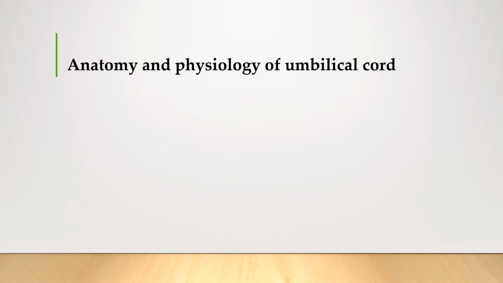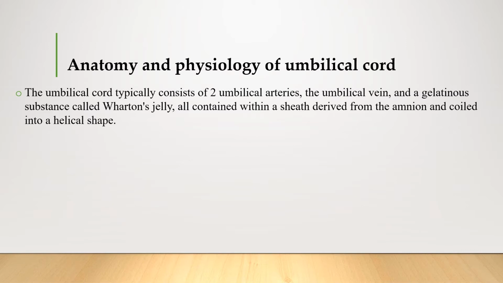To start from the anatomy and the physiology of the umbilical cord, the umbilical cord typically consists of two umbilical arteries, the umbilical vein, and a gelatinous substance called Wharton's jelly, all contained within a sheath derived from the amnion and coiled into a helical shape.